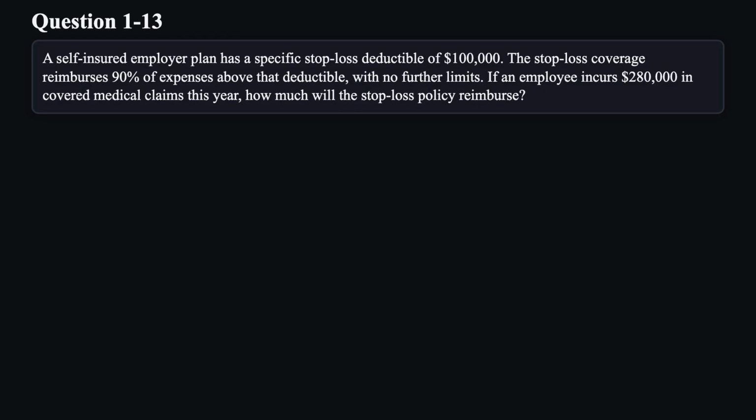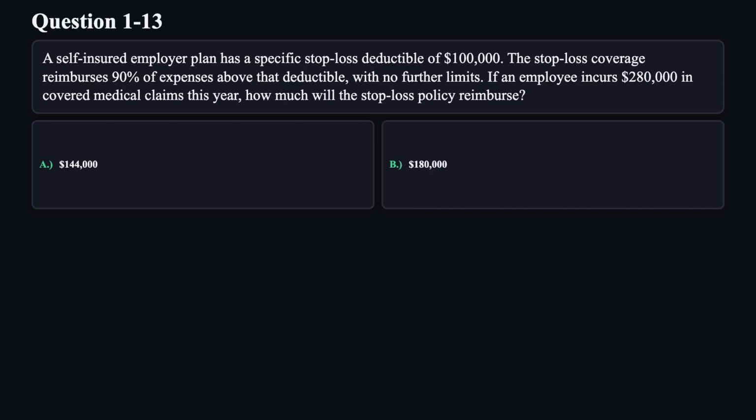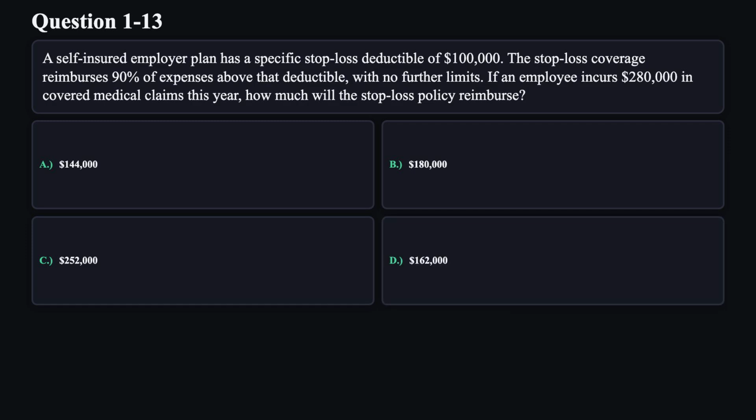Question 13. A self-insured employer plan has a specific stop-loss deductible of $100,000. The stop-loss coverage reimburses 90% of expenses above that deductible with no further limits. If an employee incurs $280,000 in covered medical claims this year, how much will the stop-loss policy reimburse? A. $144,000. B. $180,000. C. $252,000. D. $162,000.